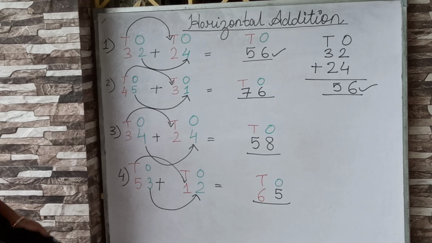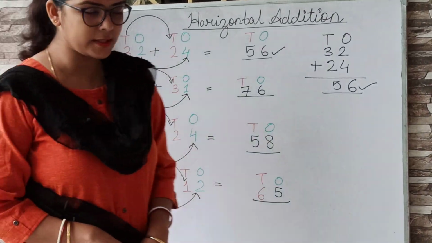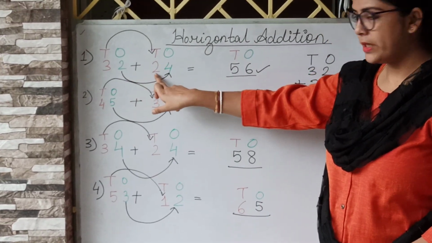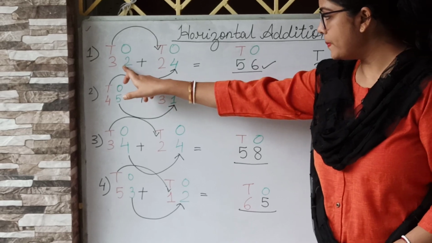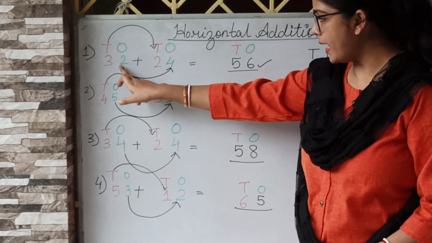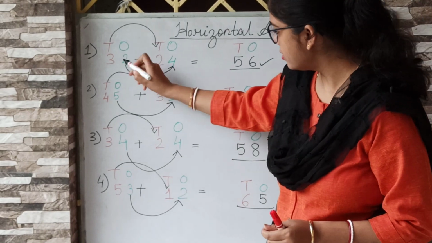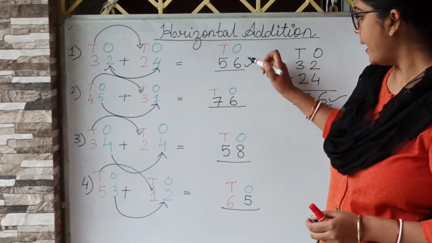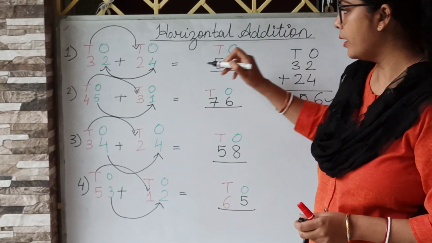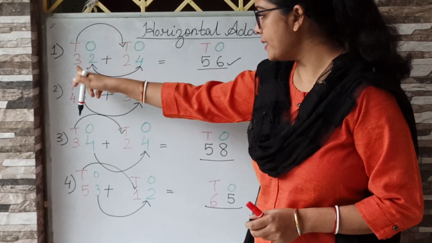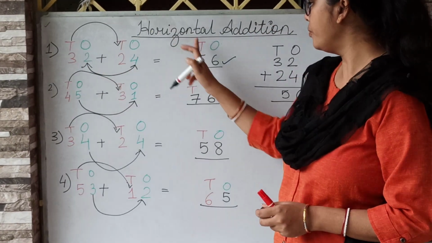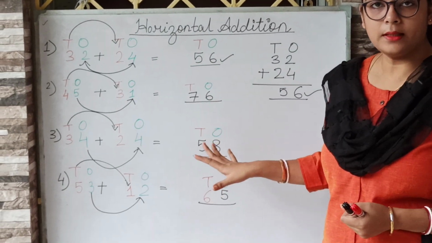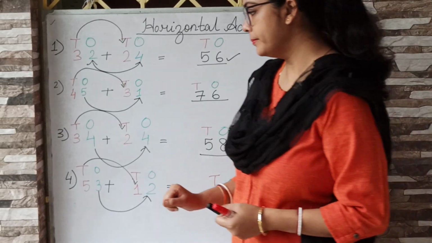See, once again I am giving you the explanation. 32 plus 24. Ones place digit with ones place digit. See the arrows of mine, meaning 2 plus 4. The answer is 6, and the answer will be written in the place of ones only. And 3 plus 2 means tens digit and tens digit. The answer will be written in the tens place only. Understood? These 4 examples are clear. Let's take some more examples.